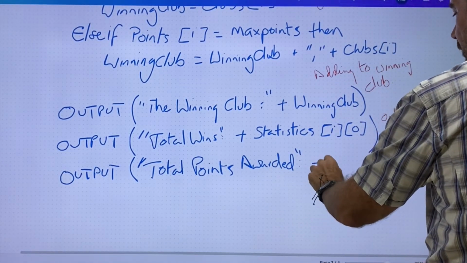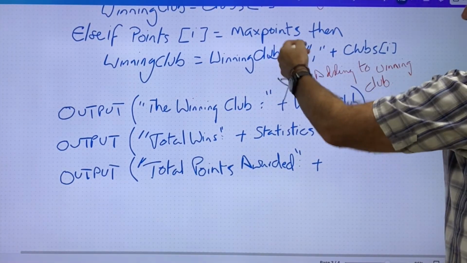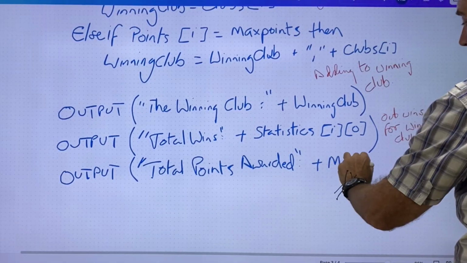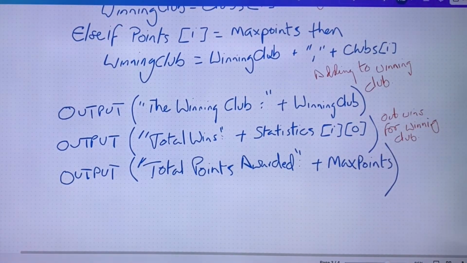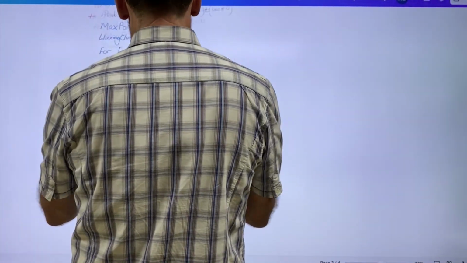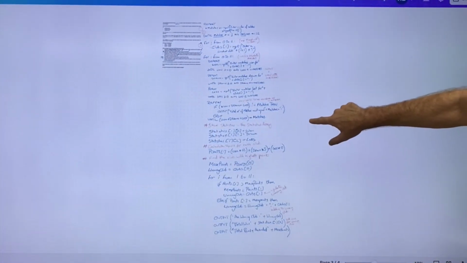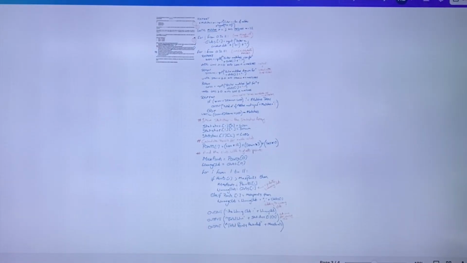Yeah, plus max points. That's it. Pretty sure that's it. Let's zoom out a lot. Let's see what we've got. Just see how big. Oh my word. So that's quite a lot of code there, isn't it?